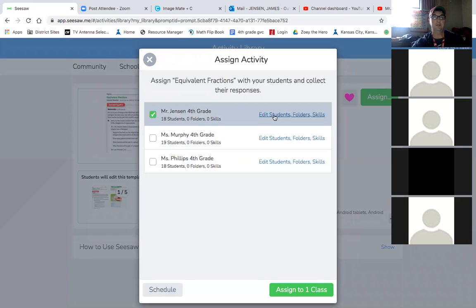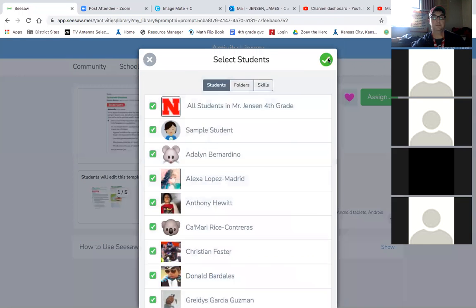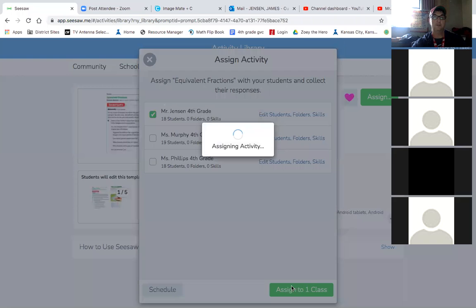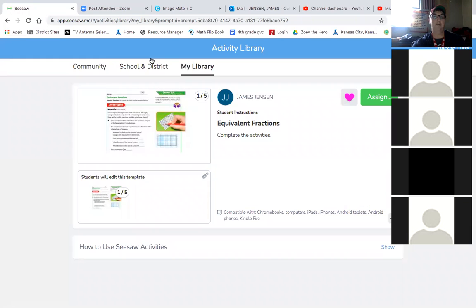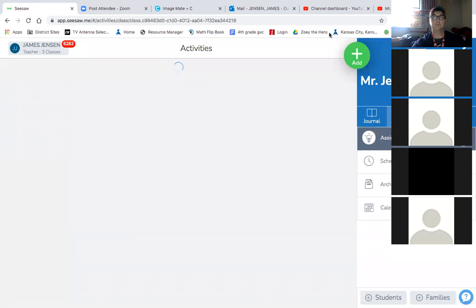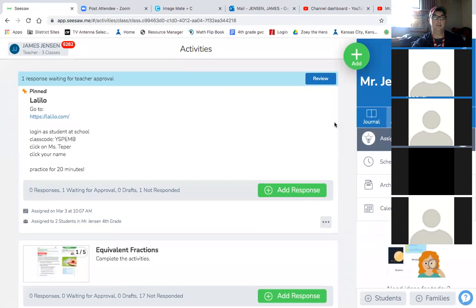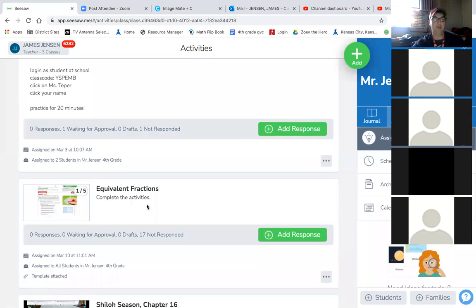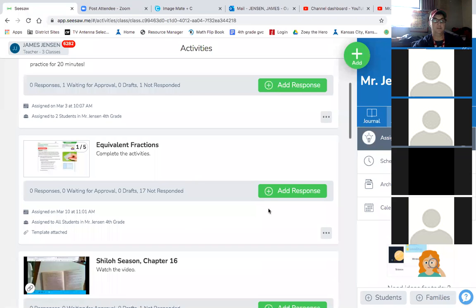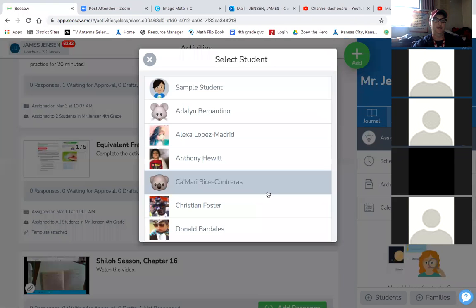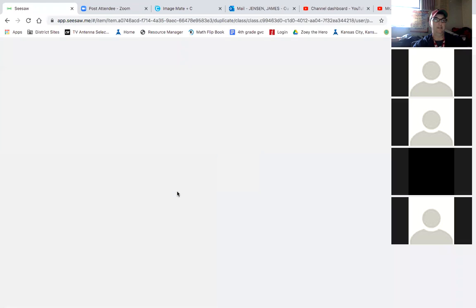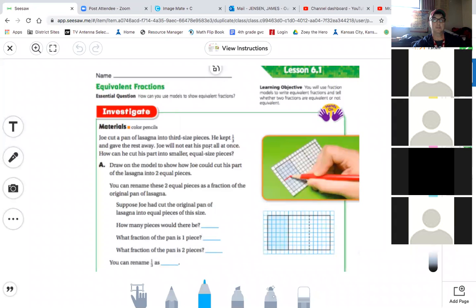I'll give it to everybody. This is a math resource we used last year when we were teaching fractions. I figured we'd get back into it. Okay, so we have this equivalent fractions activity in our Seesaw now. And I'm going to bring up mine. So you have this in yours.